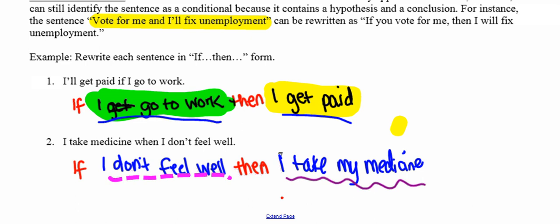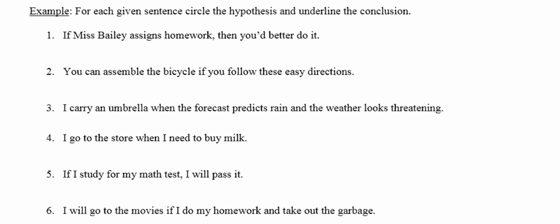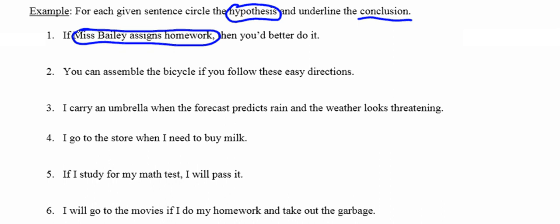All right, up at the top of the next page, they want us to circle the hypothesis and underline the conclusion. So again, I'm thinking about the hypothesis as the condition that needs to be met. The conclusion is what happens as a result of that hypothesis. Number 1 says, if mean Miss Bailey assigns homework, you'd better do it. Well, the hypothesis, the condition, is that Miss Bailey assigns the homework, so I'm going to circle that. The condition that needs to be met is that you do the homework.